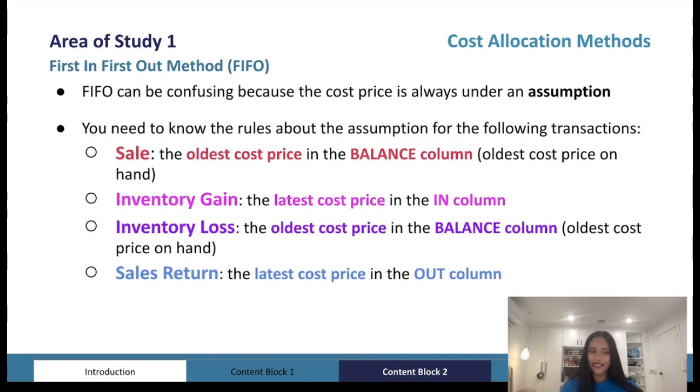Okay, FIFO can definitely be a bit confusing at times, but if you remember these rules, you should be fine. When there's a sale of inventory, we use the oldest cost price in the balance column, which is the oldest cost price on hand. When there is an inventory gain, we use the latest cost price in the in column, so whatever the last cost price in the in column is. When there is an inventory loss, we use the oldest cost price in the balance column, which is the oldest cost price on hand. And when there's a sales return, we use the latest cost price in the out column.